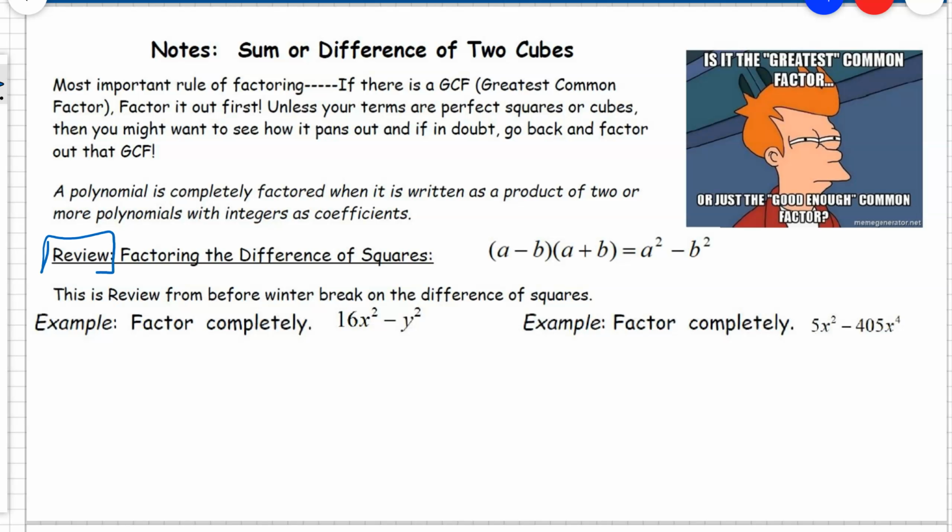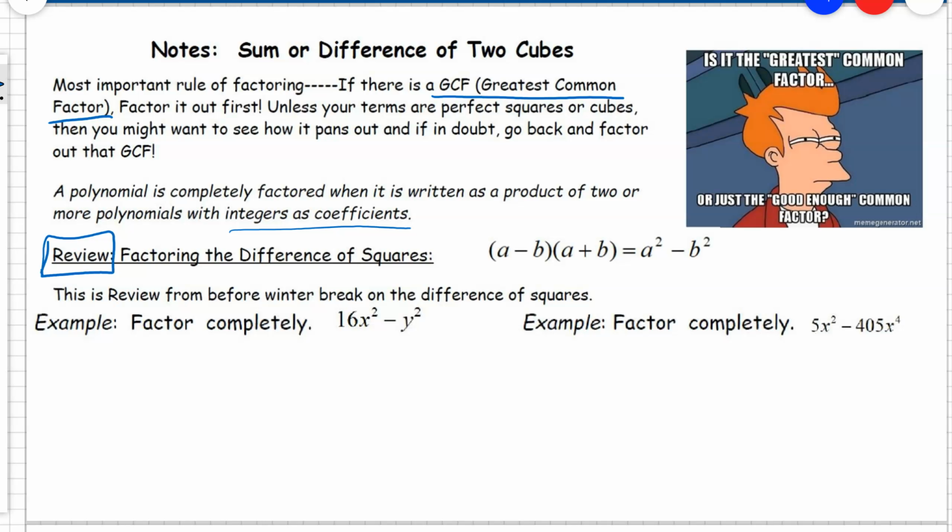So the first part of our lesson is reviewing. The most important rule of factoring is if there is a GCF, you do need to make sure you factor that out first, unless your terms are perfect squares or cubes. Then you might want to see how it pans out, and if in doubt, go back and factor out that GCF. A polynomial is completely factored when it's written as the product of two or more polynomials with integers as coefficients. And there are going to be some tricky times where we're left with something that we can continue to factor further. So you just need to keep your eyes open for that.